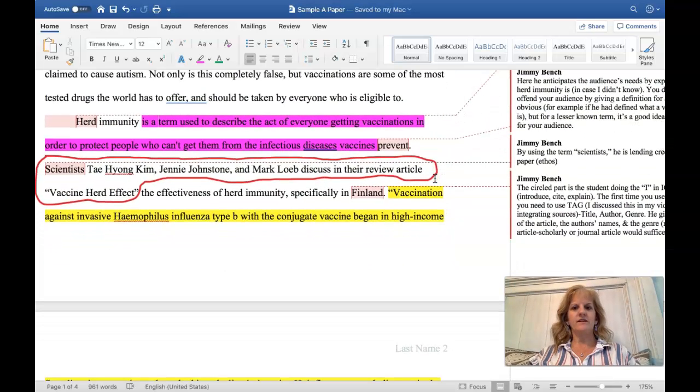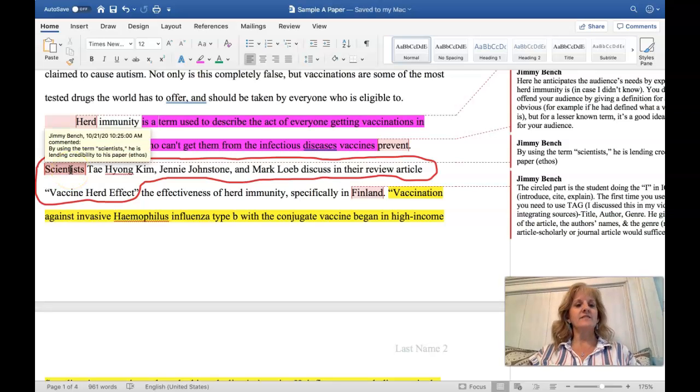Okay, and here he has his evidence. I like that he used the word scientist. It's giving credibility or ethos to his paper. And he gives, you actually could use et al. here, but I'll get into that in another paper. Gives the scientist's name.